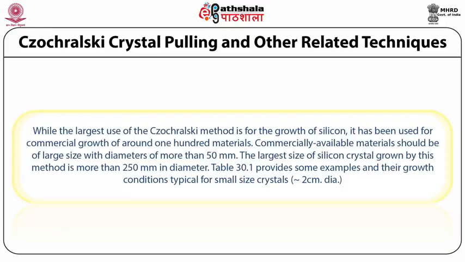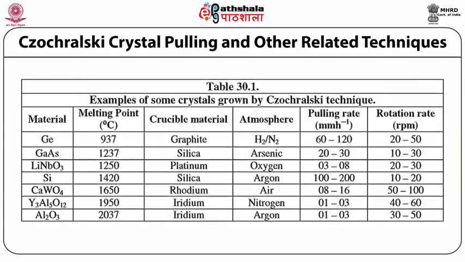Table 30.1 provides some examples and their growth conditions typical for small size crystals of the order of 2 cm diameter. Now, Table 30.1 is divided into 6 columns. It offers examples of some crystals grown by the Czochralski technique.